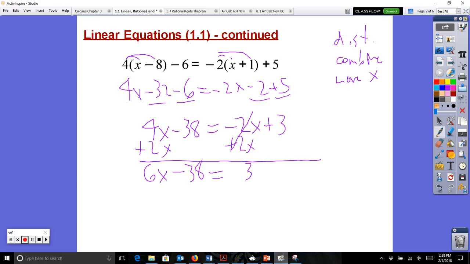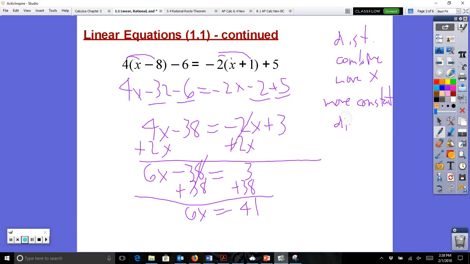And so what we'll do next is move the constant. So when we move the constant, I mean add the number that's by itself, or I should say the opposite of the number by itself. So the negative 38, we add 38, and we have 6x equals 41. And then it's divide or multiply by the reciprocal. And at that point, you're going to have x by itself. So we divide by 6. X equals 41 over 6.